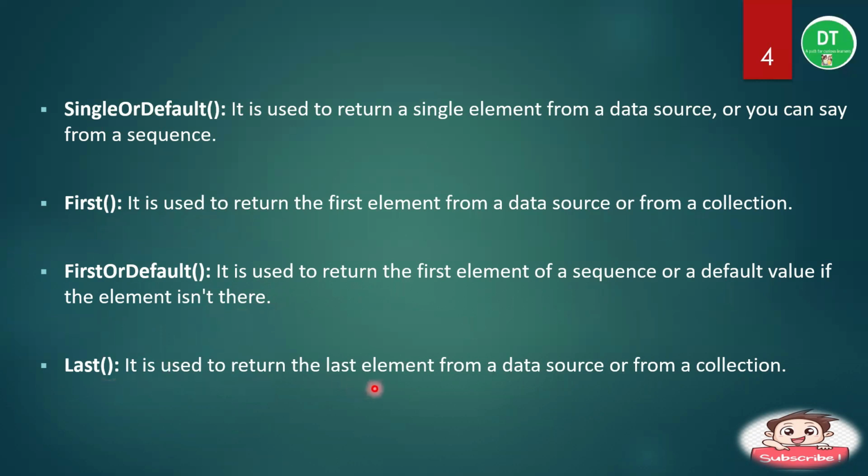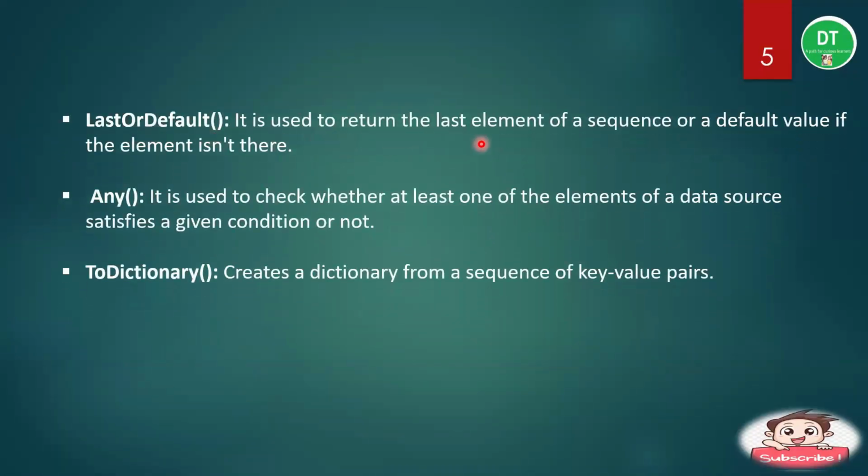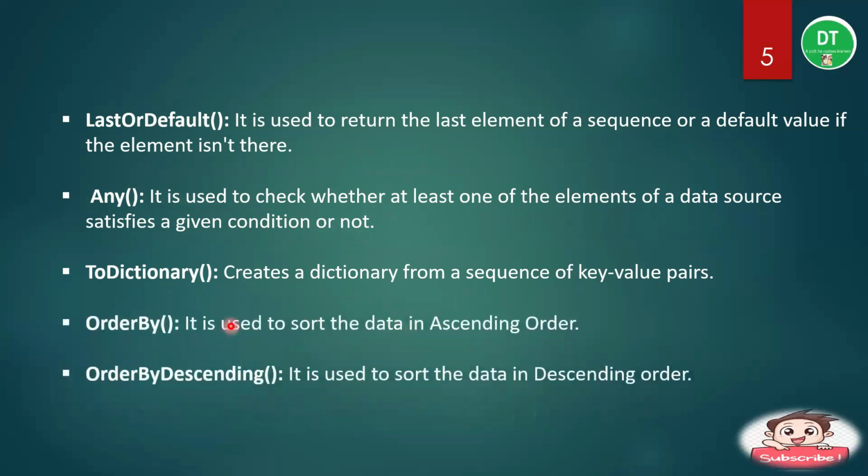Last. It is used to return the last element from a data source or from a collection. LastOrDefault. It is used to return the last element of a sequence or a default value if the element is not present there. Any. It is used to check whether at least one of the elements of a data source satisfies a given condition or not. It returns a Boolean value. ToDictionary. Creates a dictionary from a sequence of key value pairs. OrderBy. It is used to sort the data in ascending order. OrderByDescending. It is used to sort the data in descending order.